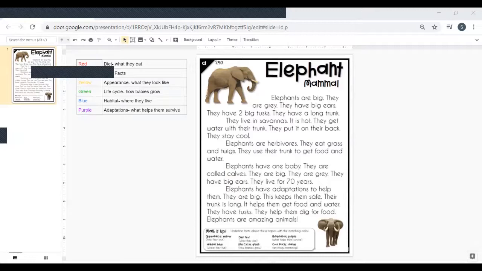This means that an elephant is a mammal. You might be wondering, what is a mammal? I'm glad you asked. A mammal is an animal that is warm-blooded and has fur.